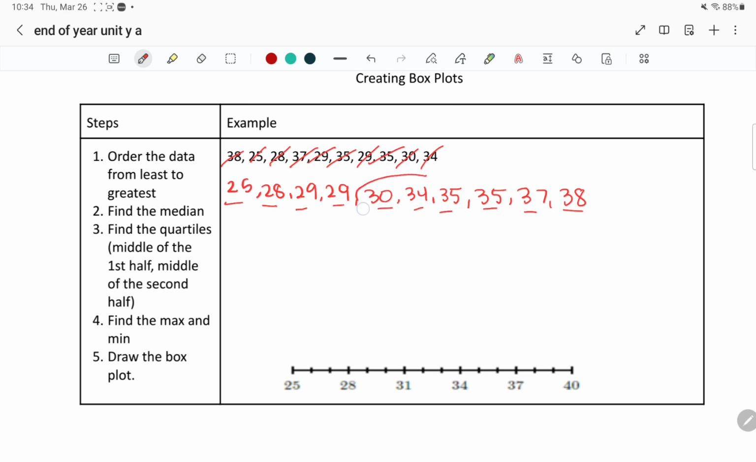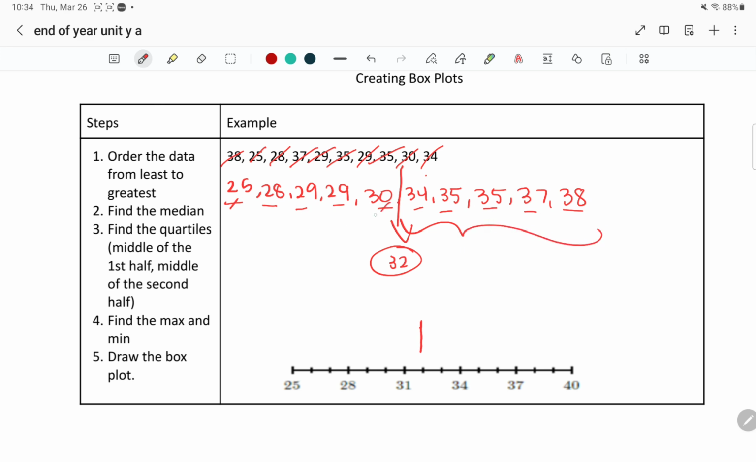So my median is between 30 and 34. The number directly in the middle of 30 and 34 is 32. So that is going to be my median. Let's start there. That's going to be my middle of my box. So my data is split directly down the middle now. Now I need to find the quartiles. The quartiles are the medians of each half of the data. So now I'm going to find the median of this half on its own and the median of that half on its own.